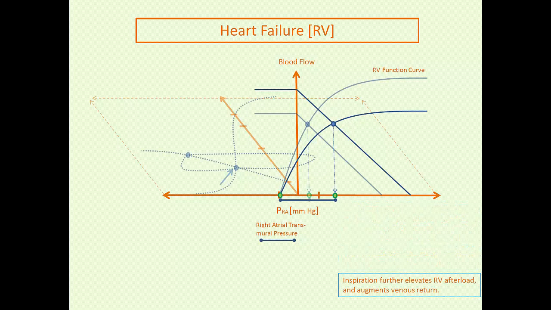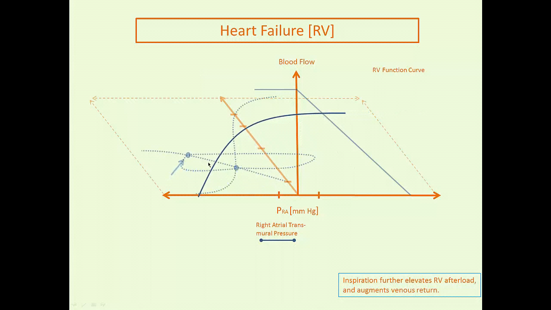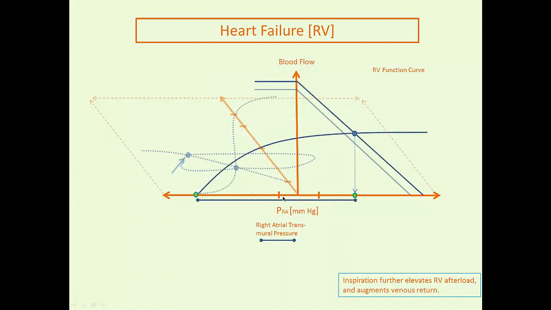So what happens with inspiration? Well, as we've seen, this x-intercept of your cardiac function curve is what tracks intrathoracic pressure, and at functional residual capacity, your intrathoracic pressure is decreased because of the poor pulmonary compliance that's the result of pulmonary congestion. So this patient inspires, the right ventricular cardiac function curve shifts greatly to the left, and there's an augmentation of right ventricular afterload.